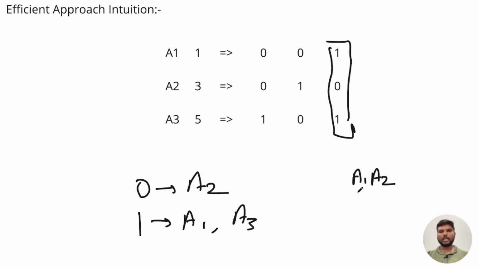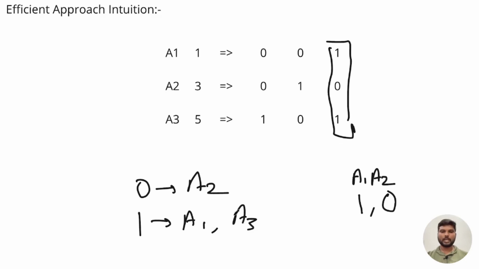So if we consider a1 and a2, will it count in different bit sum? Yes, right, because a1 has a last bit 1 and a2 has a last bit 0. These two bits are different, right? So it will eventually count towards different bit sum, right? Because we only consider bits which are different in the final sum, right?